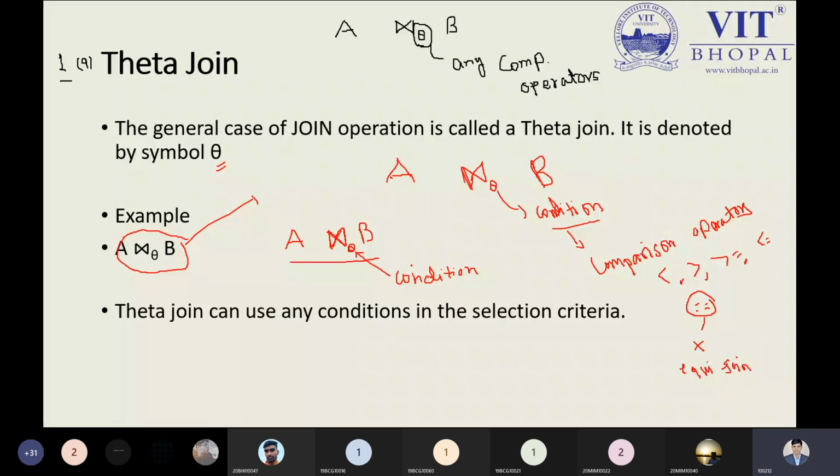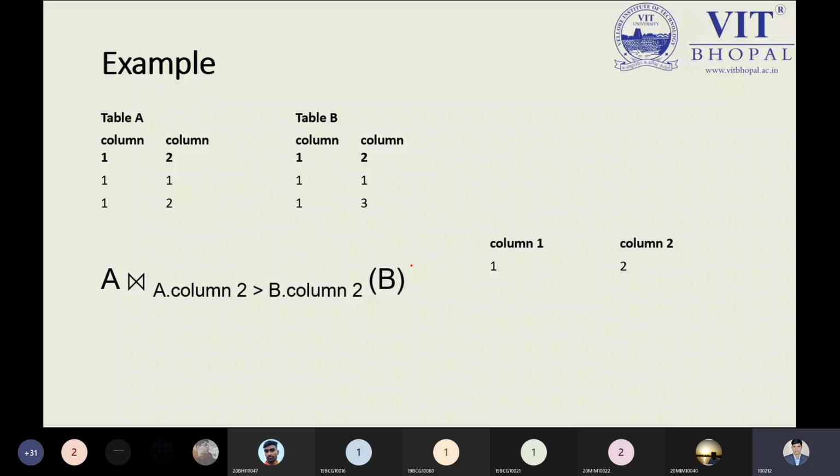Let me explain the theta join with a simple example. Here we have two relations, table A and table B. How many tables do we have? Two tables, table A and table B. Table A contains column 1 and column 2. Table B also contains the same number of columns as given here. This is a point you have to keep in mind: column 1 and column 2. Here we have some data which belongs to table A and table B.